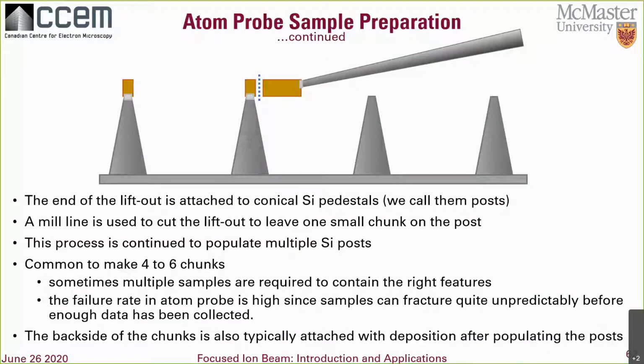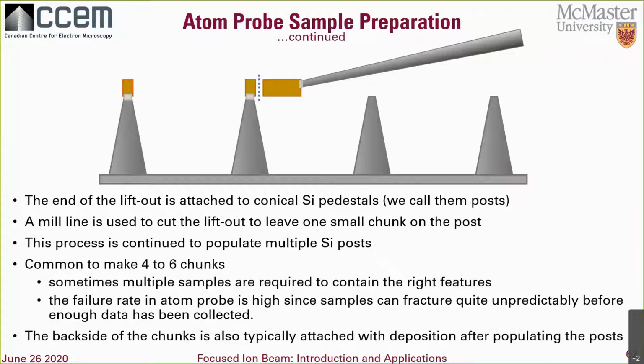The end of the lift-out is attached by ion beam deposition to conical silicon pedestals, we call them posts. And then a FIB mill line is used to make a cut, leaving behind one small chunk on the post. This process is continued to populate multiple posts with chunks of the extracted material.